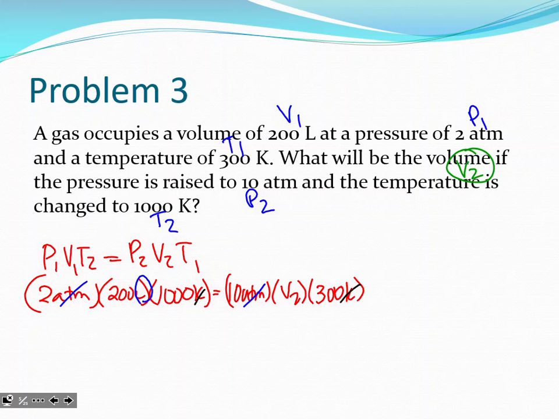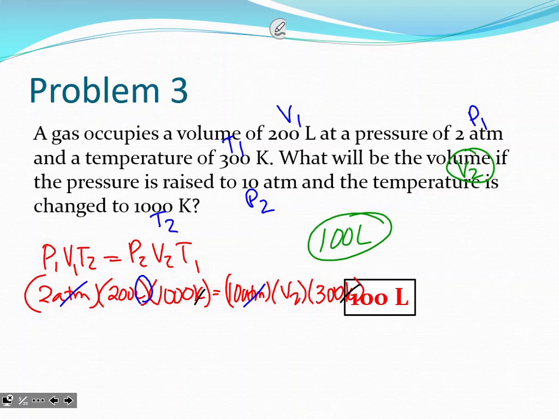And what do we get for our answer and how many sig figs? Yes. And we're going with 100 liters. I know it seems like a silly answer, but that would be the correct number of significant digits.